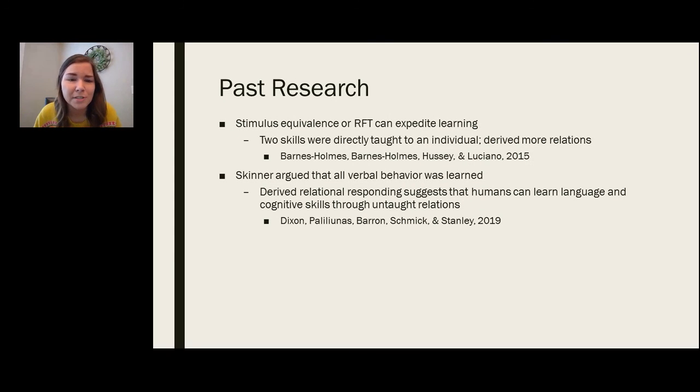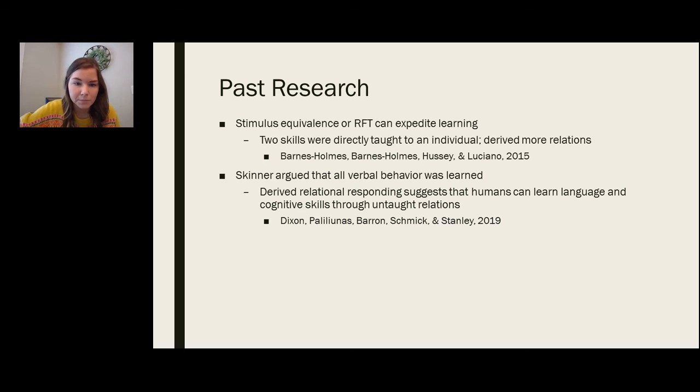Some past research on stimulus equivalence and RFT has shown it can expedite learning. We know that human language and cognition is learned through patterns of derived relations, so an intervention focusing on these things for an individual with ASD would be really beneficial. Stimulus equivalence and RFT expedite learning by teaching skills directly to an individual, who then derives more relations.